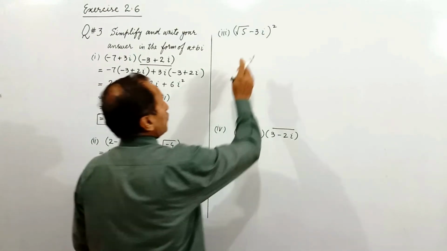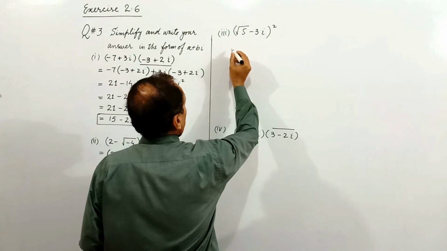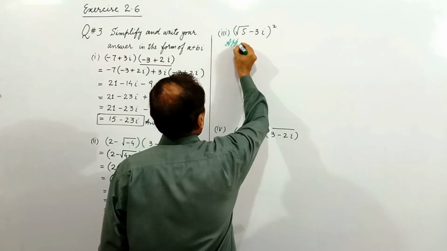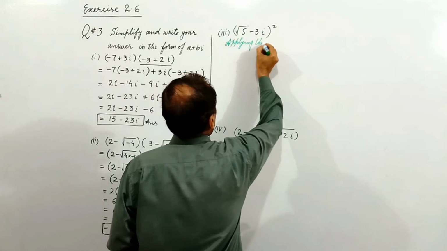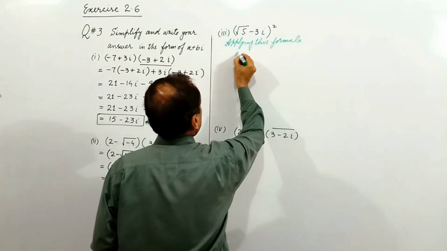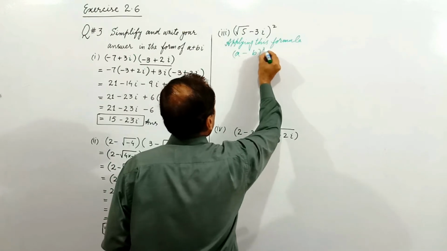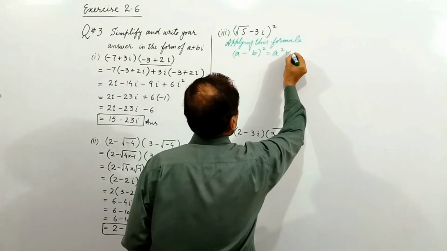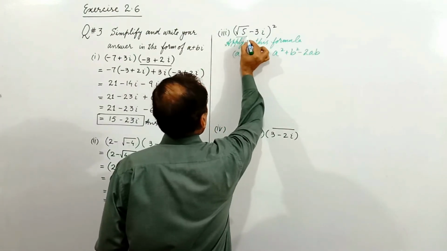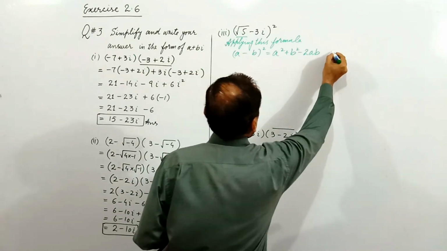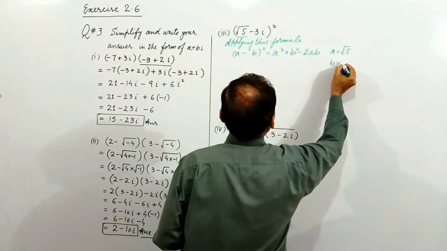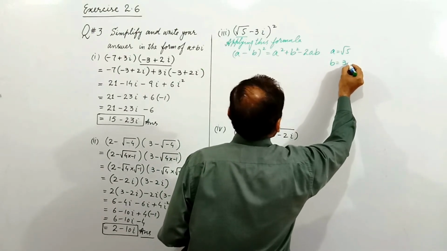In part 3, we are required to find the square of a complex number. For this reason, we have to apply a formula. And that formula is a minus b whole square is equal to a square plus b square minus 2ab. The value of a is under root 5, whereas the value of b is 3 iota.